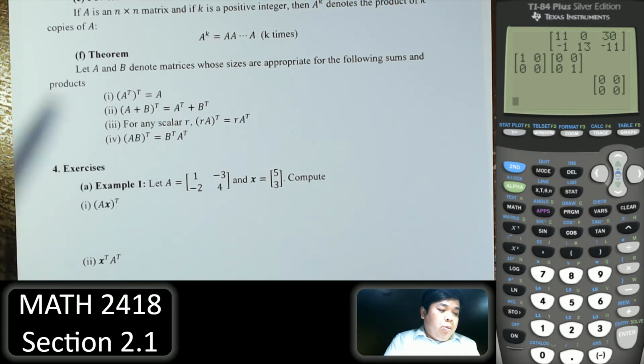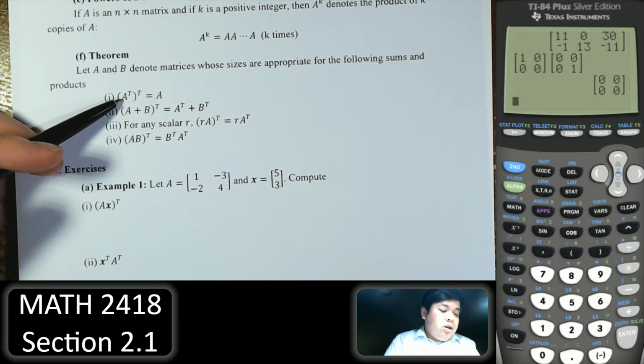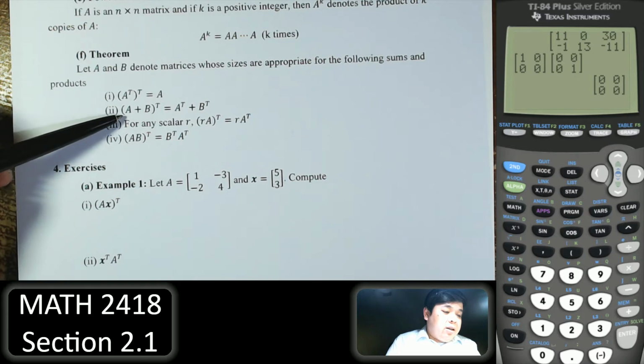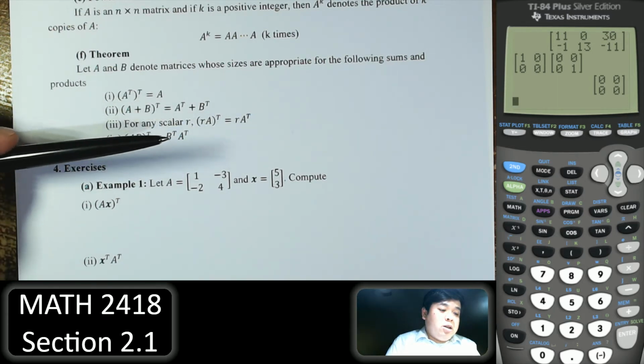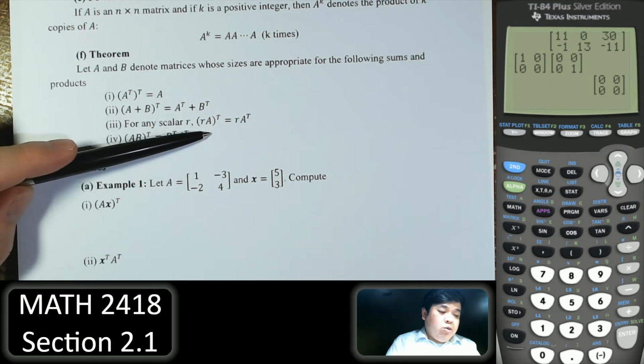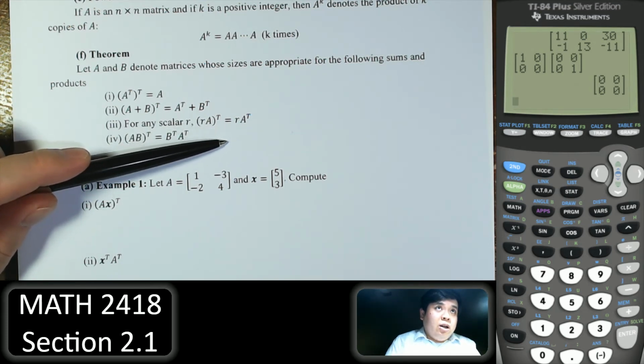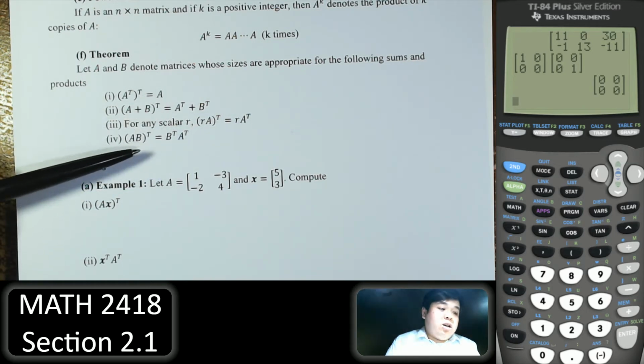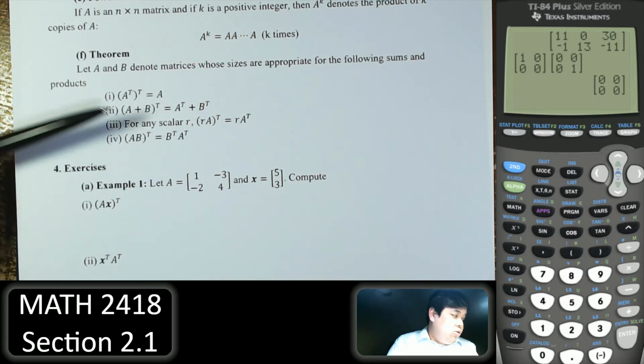Right, here are some properties. The transpose of A, and then transpose again, we get back to A. The transpose of the sum is the sum of the transposes. The transpose of r times A is equal to r times the transpose of A. But the transpose of the product is the product of the transposes in reverse order.